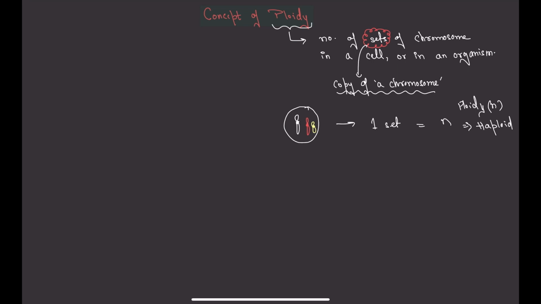Likewise, let's say we have in this cell, now for every chromosome which we drew earlier, two copies present. Right? So if two copies of every chromosome are present, I can say there are two sets present for each chromosome. Right? So in that case the ploidy becomes 2n. And this is known as the diploid condition.